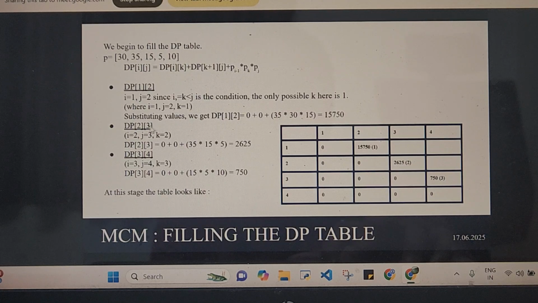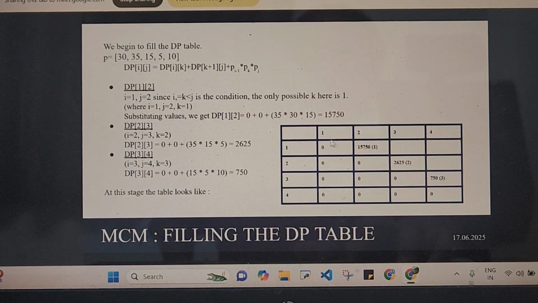Similarly, you take dp[2][3], i is 2, j is 3. Again, k equals 2 is the only possible value that k can take. You substitute the values, you will get 2625. Similarly for dp[3][4]. So you get the values, you're going to put down the values, and the number in the braces represents the corresponding k values. So we have filled in the first diagonal's elements.